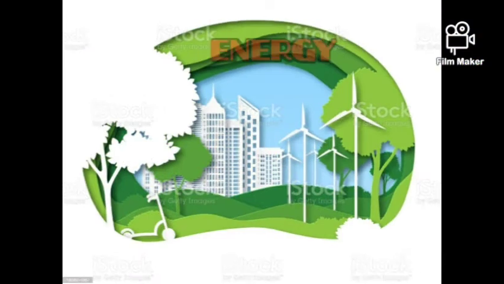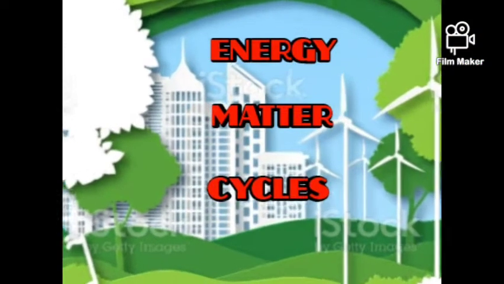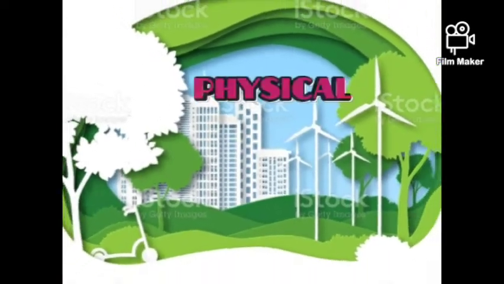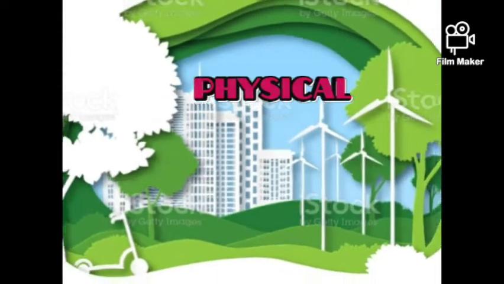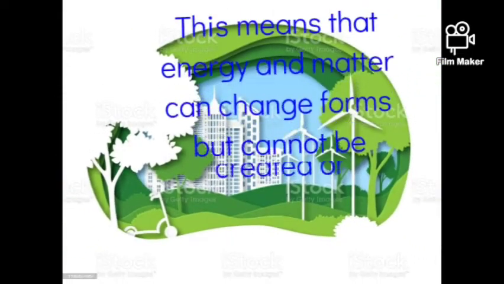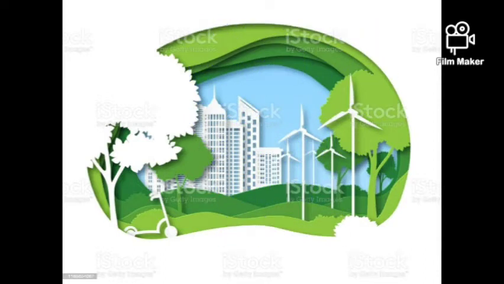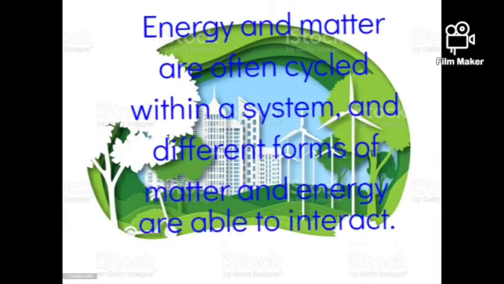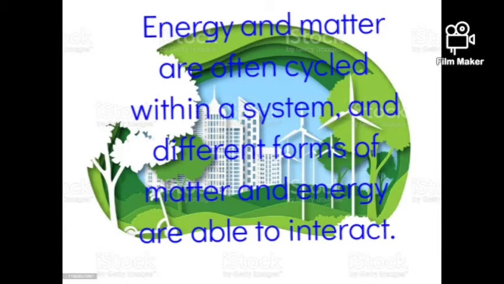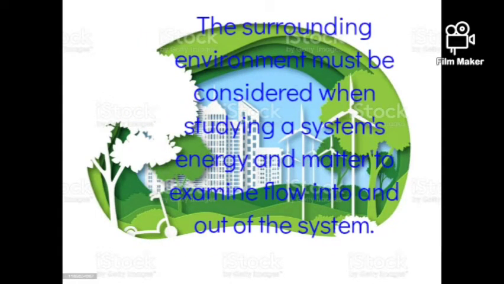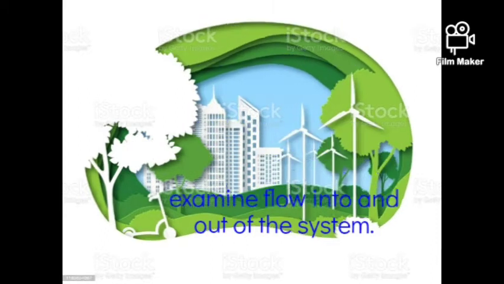Now about energy, matter, and cycles. Energy and matter characterize both physical and biological systems. This means that energy and matter can change forms but cannot be created or destroyed. Energy and matter are often cycled within a system, and different forms of matter and energy are able to interact. The surrounding environment must be considered when studying a system's energy and matter to examine flow into and out of a system.